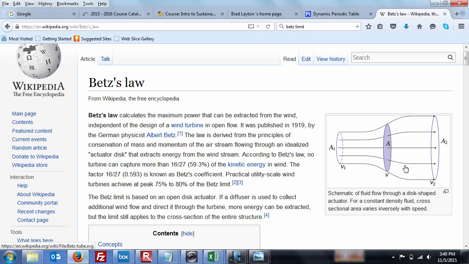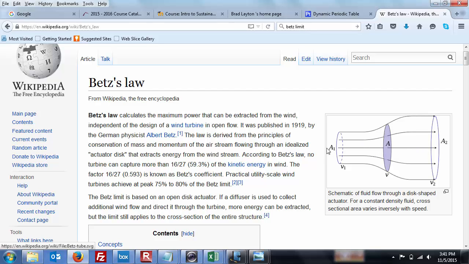So we've talked a little bit about the efficiencies of photovoltaics. We talked about the efficiencies of heat engines. As it turns out, in a wind turbine, you can't do any better than 59.3%. And the primary reason for that is that what goes in must come out.